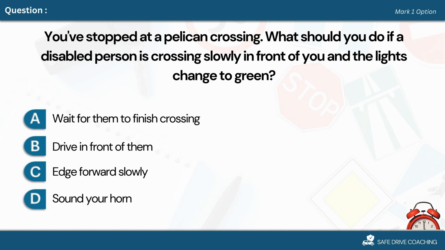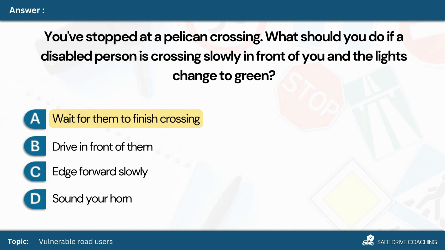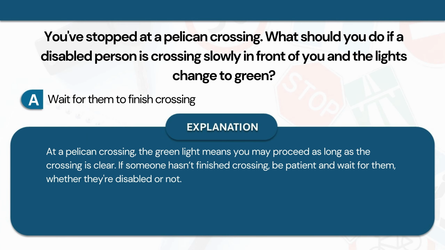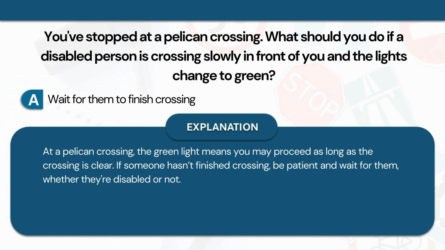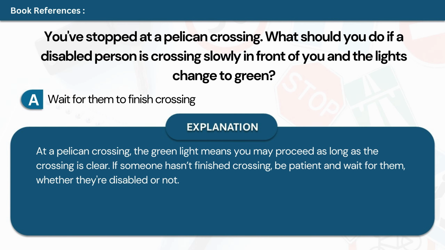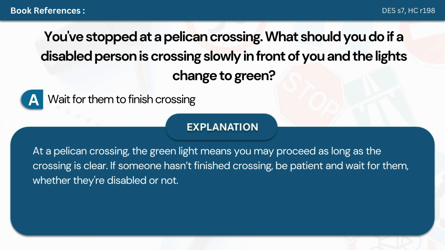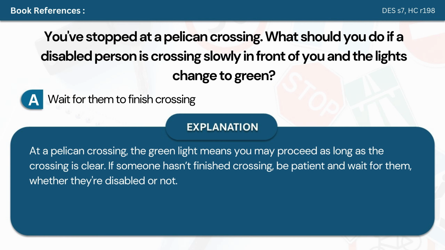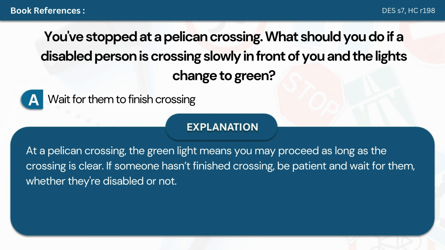The correct answer is A. Wait for them to finish crossing. At a pelican crossing, the green light means you may proceed as long as the crossing is clear. If someone hasn't finished crossing, be patient and wait for them, whether they're disabled or not.